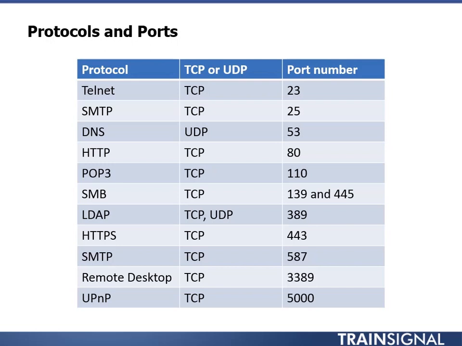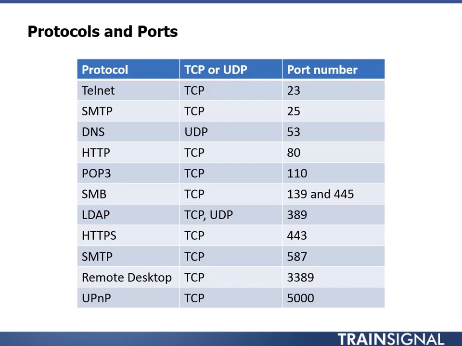LDAP, the Lightweight Directory Access Protocol, can use both TCP and UDP, though I think in practice it uses TCP far more than UDP. This is how you find other users on your network. This is how you find the closest printer. It's a directory protocol, so you can find things. It uses TCP or UDP port 389. There's another SMTP protocol, a slightly newer version, that uses TCP port 587. And then if you ever use remote desktop or terminal server, that uses TCP port 3389.